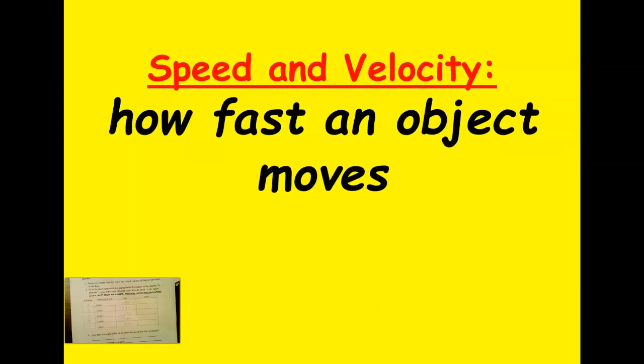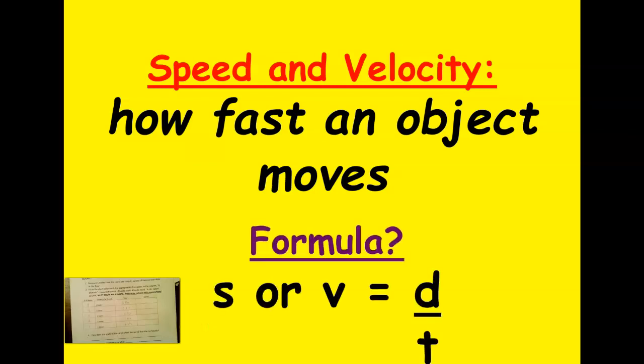Speed and velocity is how fast an object moves. Remember, speed and velocity are the same formula. The formula is S or V, depending on which one you want to use, but they literally mean the same thing. It is distance over time. The only difference between speed and velocity is that speed is a scalar and velocity is a vector. Well, what's scalar and vector? Look at your vocab words. The difference between the two is only one word, which stands for the letter D.